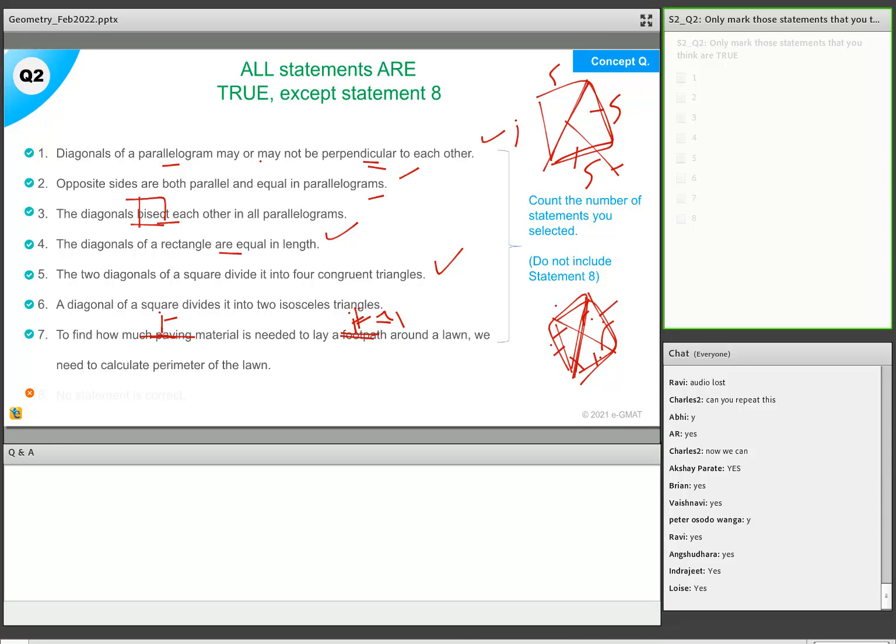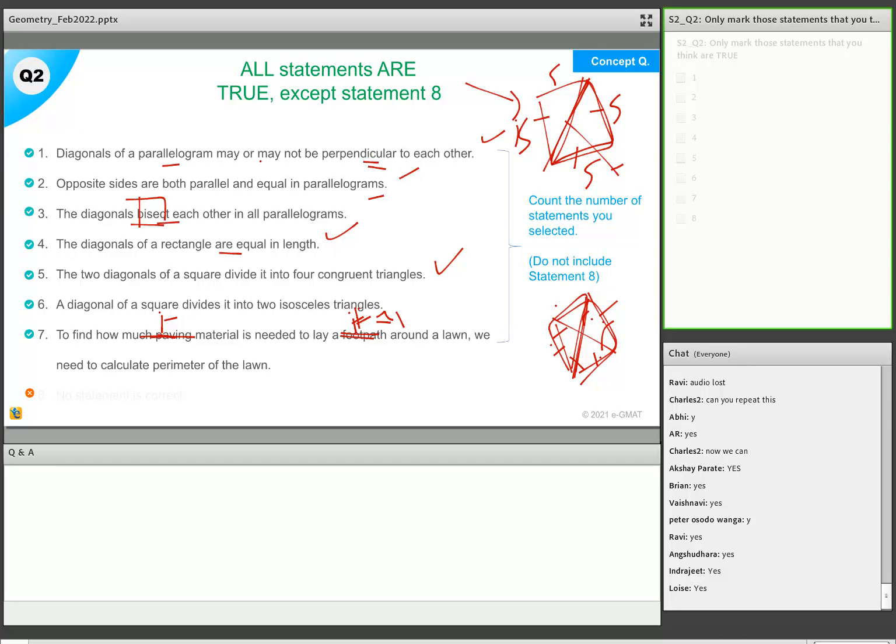Thanks a lot. So I was explaining statement 6. Essentially, come back to this diagram. This is a square. If you make one diagonal here, these are two isosceles triangles, right? Two sides of 5 units each, and their hypotenuse is 5 root 2, right? So isn't the diagonal of a square dividing it into two isosceles triangles? Absolutely.